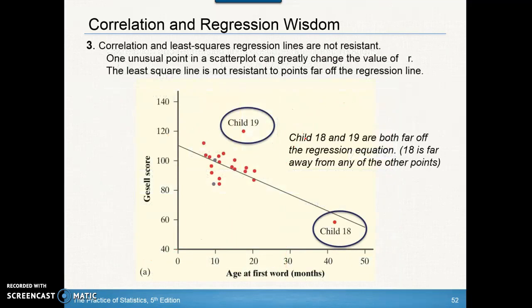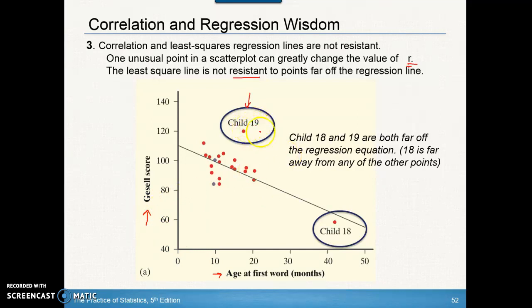Now, correlation and the least squares regression line are not resistant to outliers or points that are unusual. One unusual point in a scatter plot can greatly change the value of r, or the correlation. The least squares regression line is not resistant to points that are far off of the regression line. Take a look at the graph that we have here below. We're comparing the age at which a child said their first word and their Gesell score. And their Gesell score is just like an academic score.